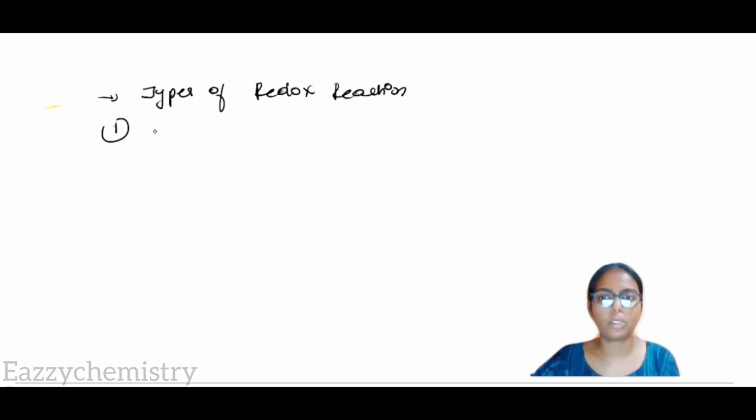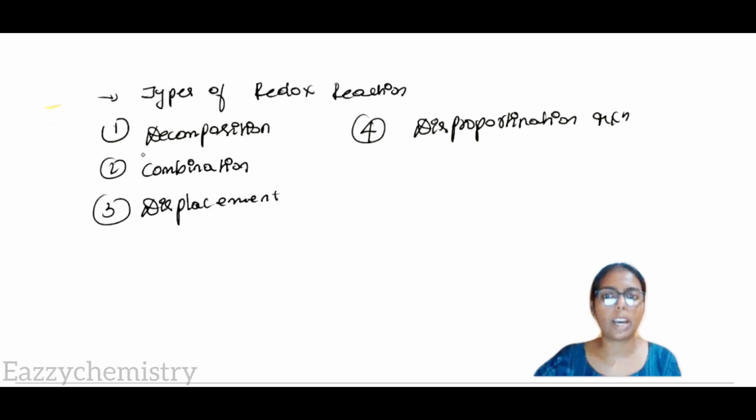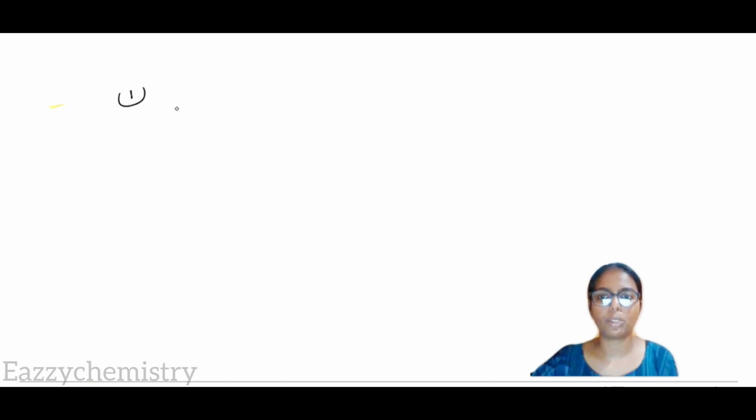The first one is the decomposition reaction. The second one is the combination reaction. The third one would be displacement. And the fourth one is the disproportionation reaction. So these four are the types of redox reaction. Let's look at them one by one. First one is the decomposition reaction.